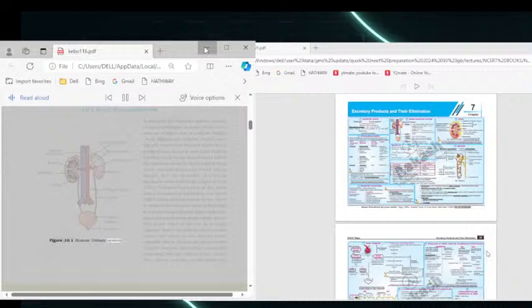Afferent arteriole. Efferent arteriole. Bowman's capsule. Proximal convoluted tubule. Figure 16.4 Malpighian body, renal corpuscle.